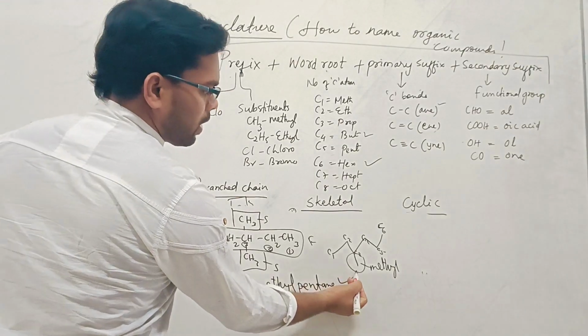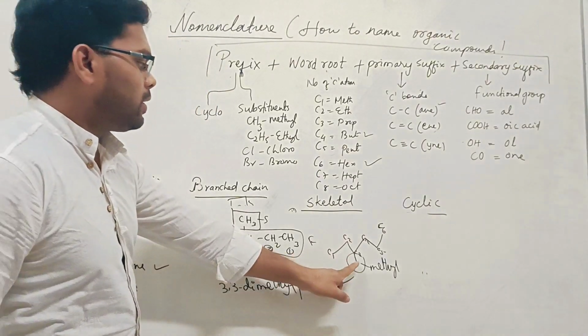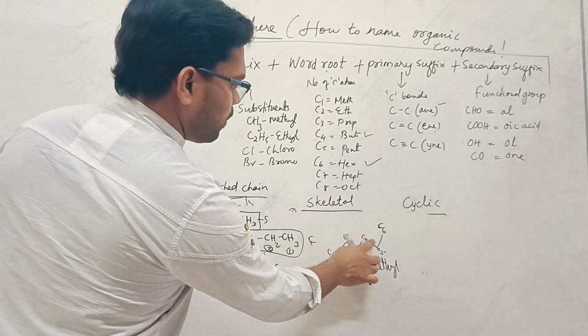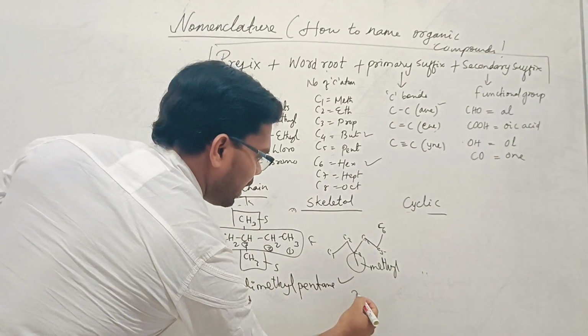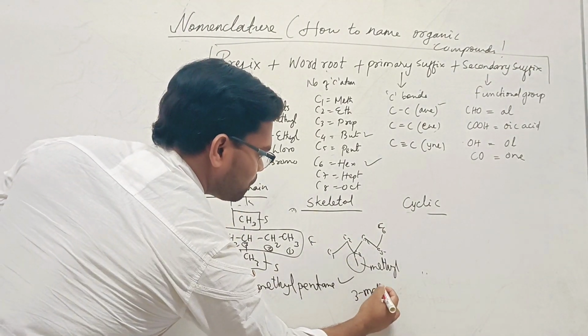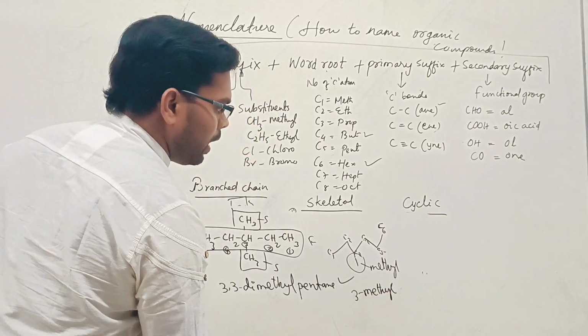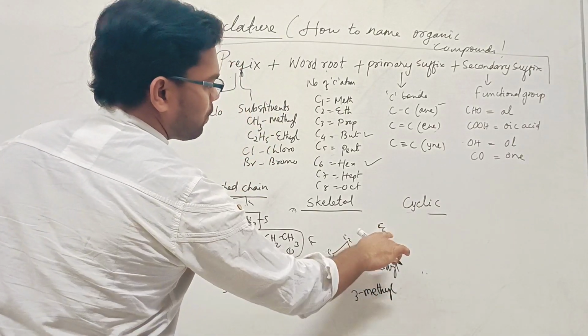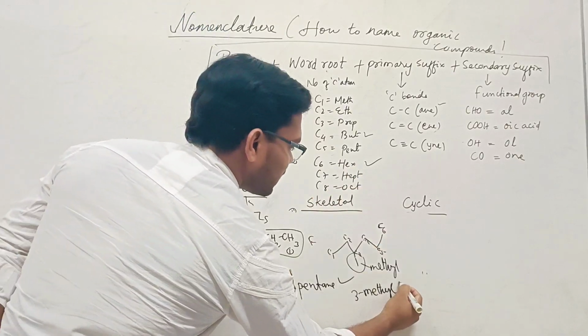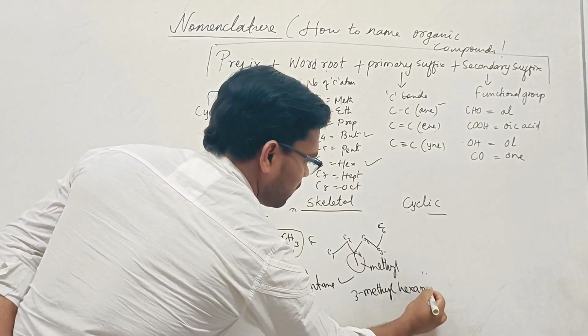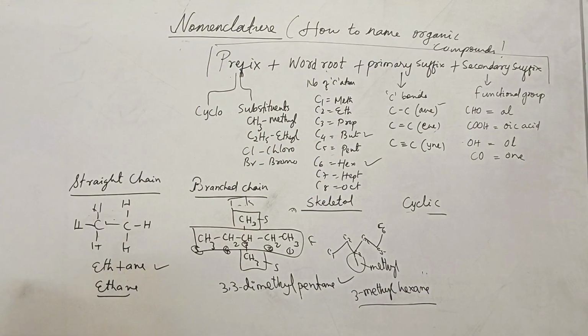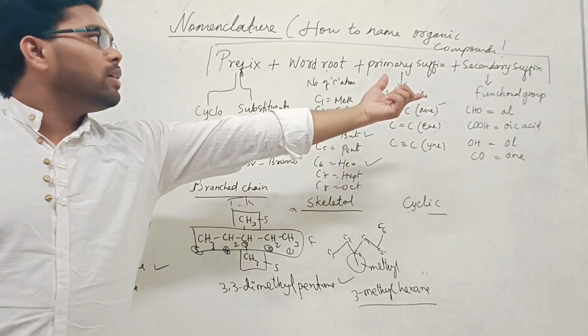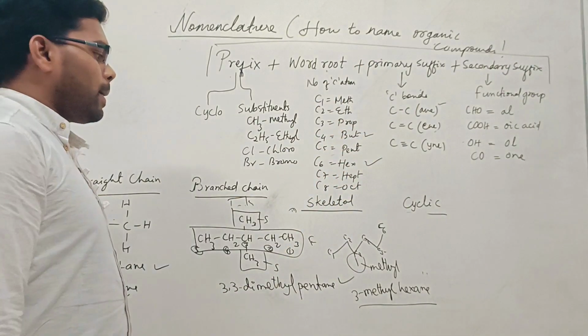At what position of carbon atom is the methyl group? At the third position, right? 1, 2, 3, 4, 5, 6. So we just simply write 3 methyl. Total number of carbon atoms is 6, so hexane. Why? Because here there is no other secondary suffix.